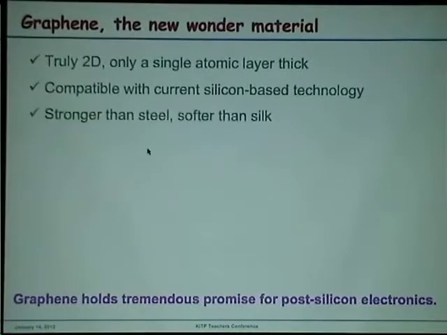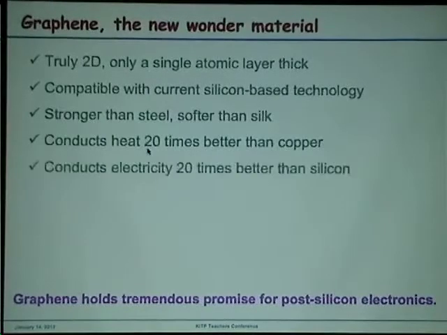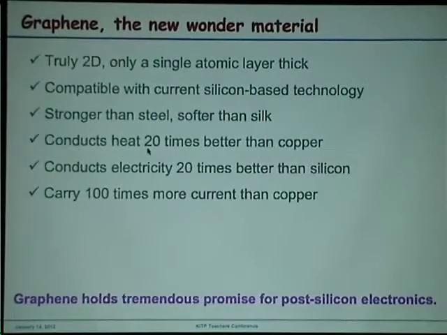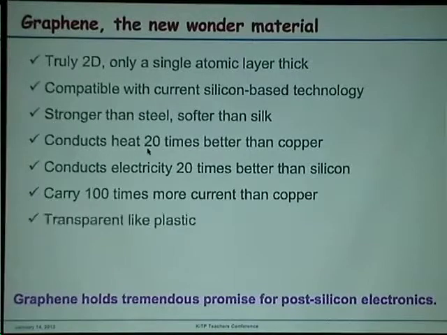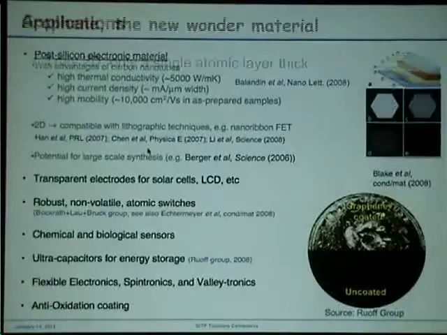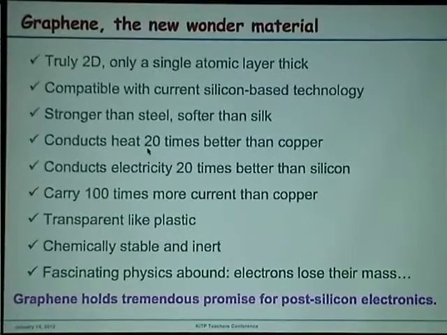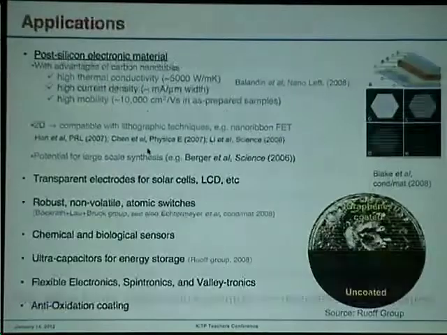So let me skip through this. This wonder material is two-dimensional and compatible with silicon technology. It's stronger than silk, softer than silk, conducts heat better, conducts electricity better, you can carry a lot more current without burning up, and it's also transparent. For example, most transparent stuff are actually insulators, for example plastic, but graphene is a conductor and transparent, chemically stable and inert. So there's a lot of fascinating physics in there. That's what keeps the physicists interested.